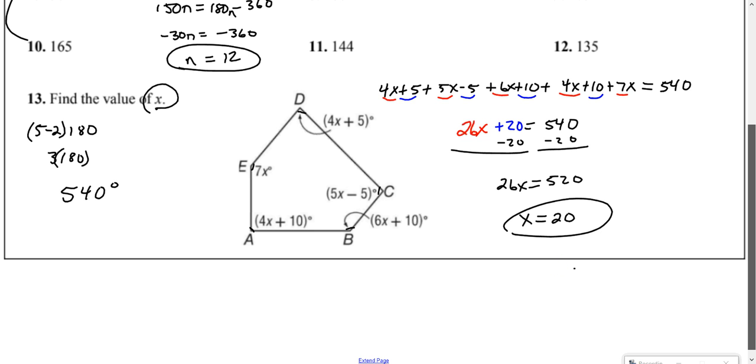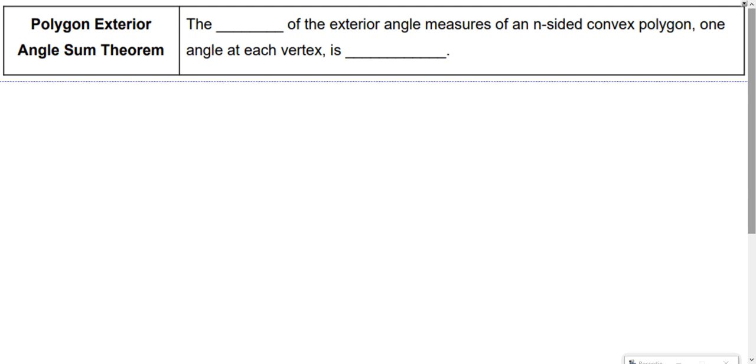All right. Now let's take a look at the next part of our notes. Polygon exterior angles. That was interior, now we're exterior. The sum of the exterior angle measures of a convex polygon, one angle at each side, is 360. It won't change. It's always 360 degrees. Doesn't matter how many sides. It could have 1,000 sides. If you added up all those angles, it would add up to 360.